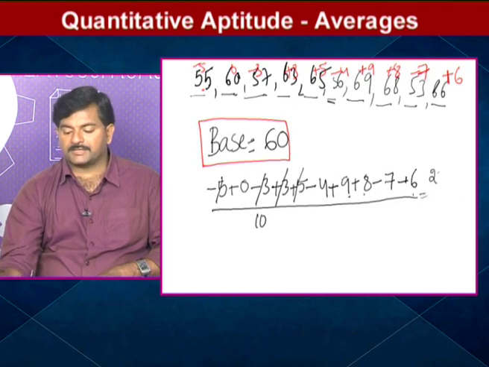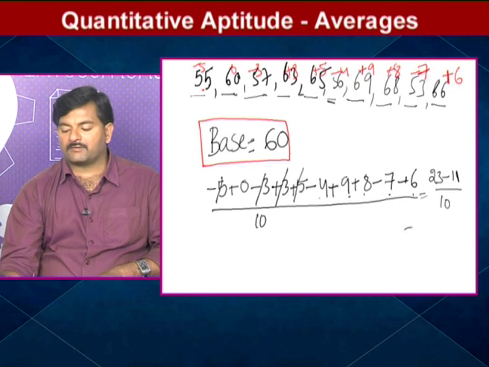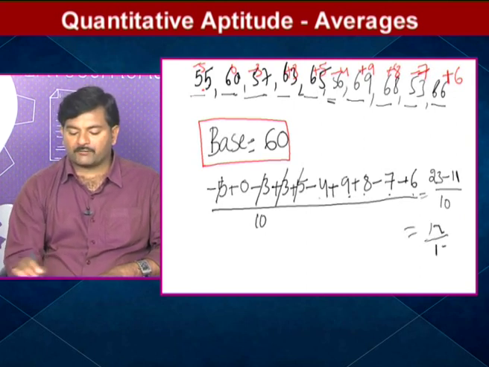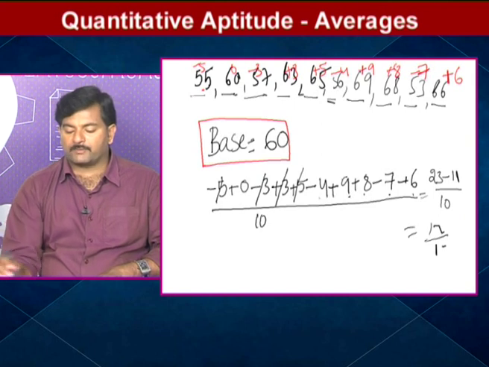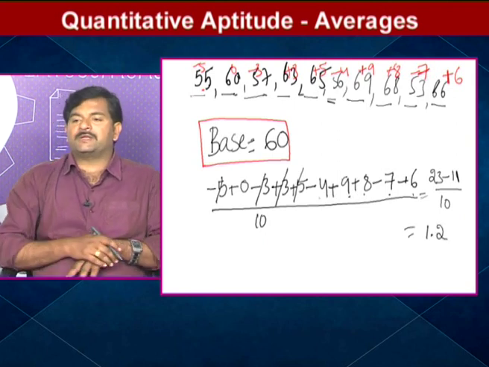Minus 4, minus 7, minus 11, whole by 10, that is equal to 12 by 10. 12 by 10 means what you are getting? 12 by 10 is nothing but 1.2. So is it plus 1.2 or minus 1.2?